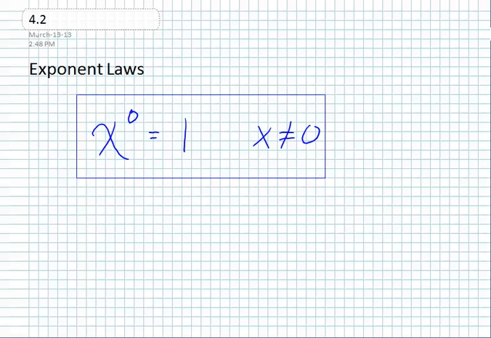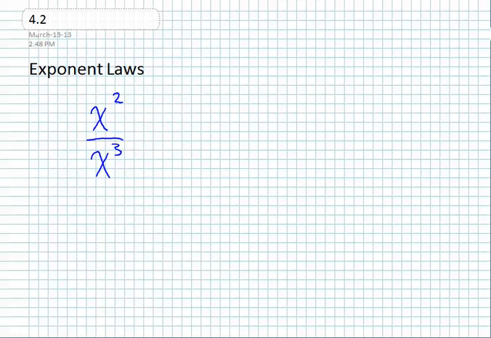Well, let's look at one more that you're going to need for tomorrow's class. Okay, well, let's look at this one here. Now, this is just a division of powers, so you could just do the same thing we did before, where x to the power 2 divided by x to the power 3, we're going to subtract the exponents, which gives you the answer of x to the power of negative 1.